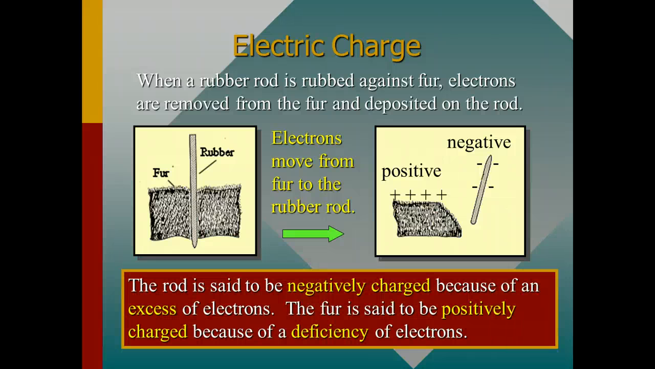We call the rod negatively charged because it has an excess of electrons, and we call the fur positively charged because it has a deficiency of electrons, or it has more protons than it does electrons.